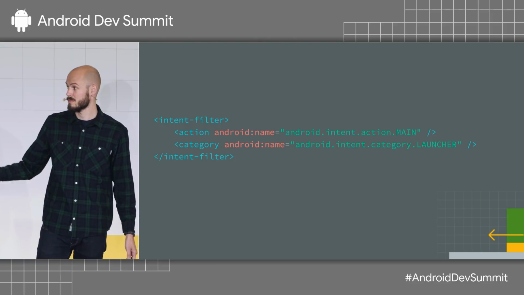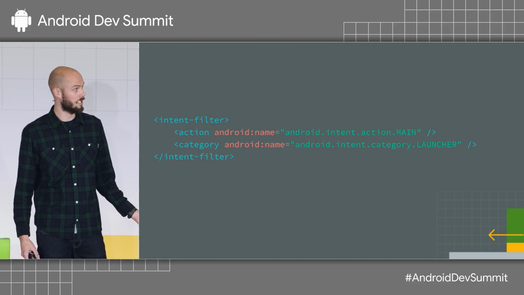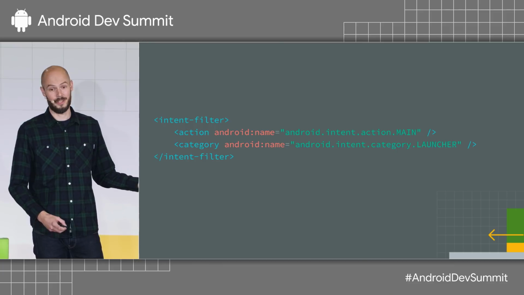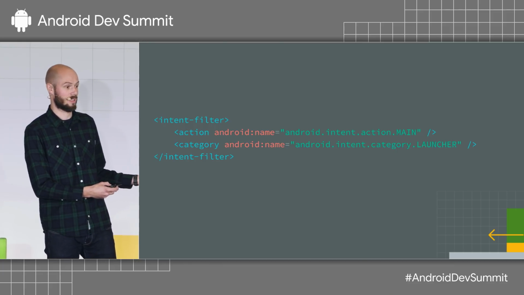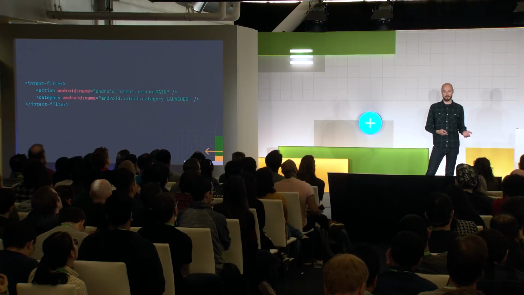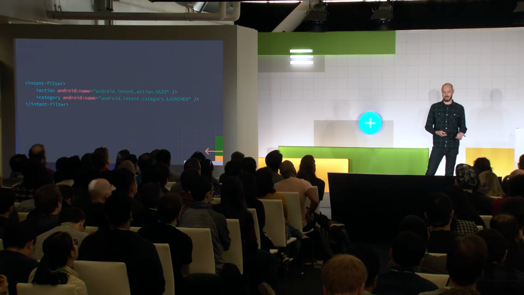How do you do that? That's basically it. I think that everybody has this somewhere in their application. It's the main launcher. And you don't have to do anything else than add the instant metadata that Wojtek already showed you earlier. So there's nothing else that you have to do in order to be eligible for the Try Now experience.